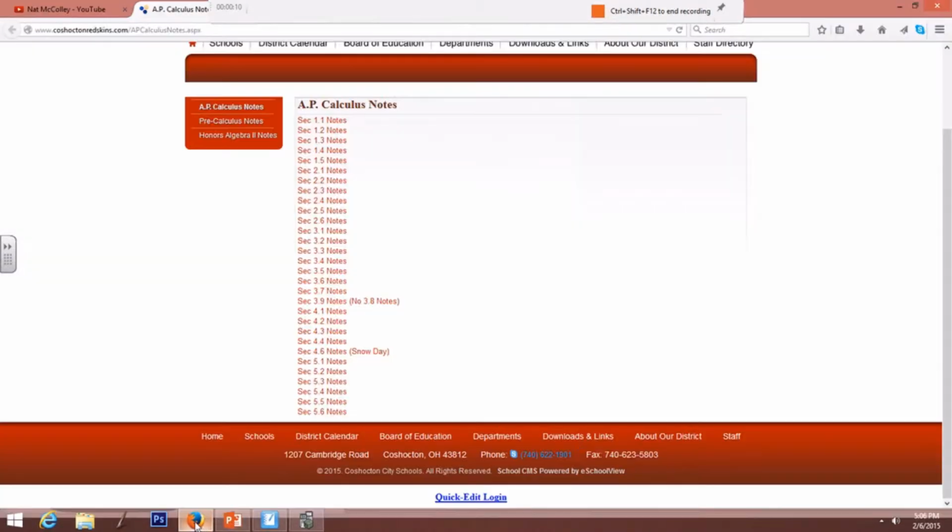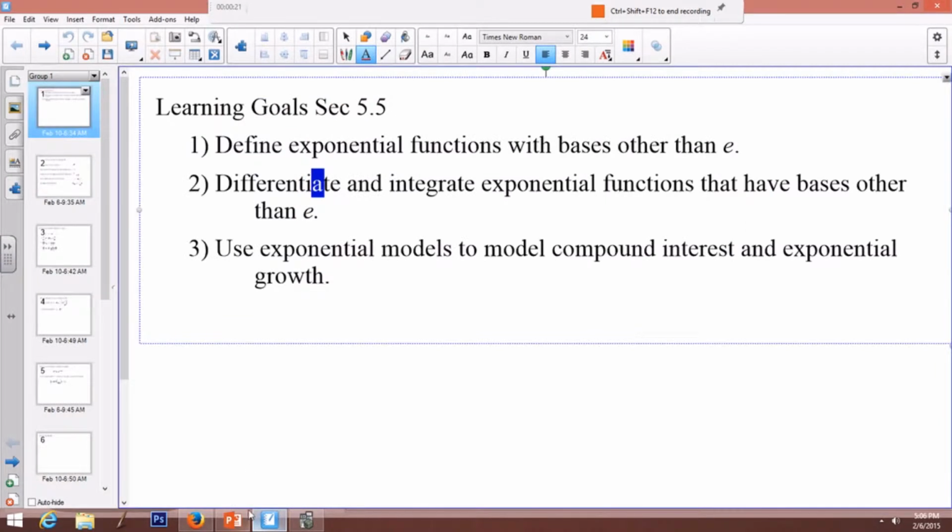First of all, you will see that my notes are in fact loaded up for this section. If you want to use the notes to follow along, go ahead and download those and print those off on your own. Let's jump right into it.